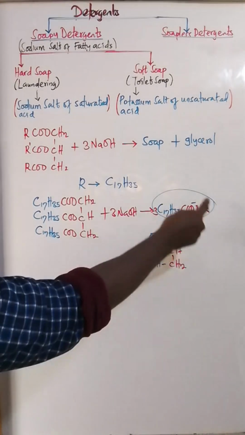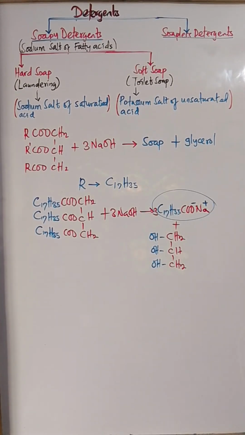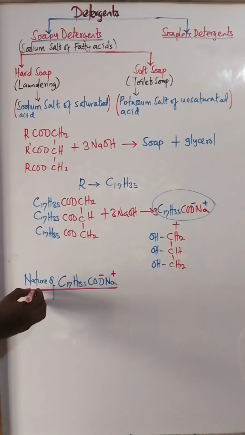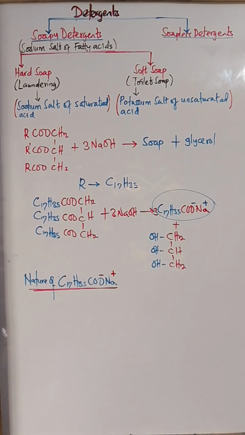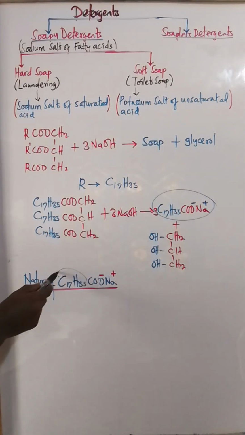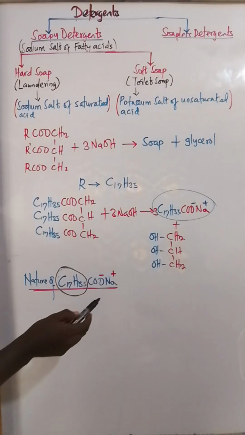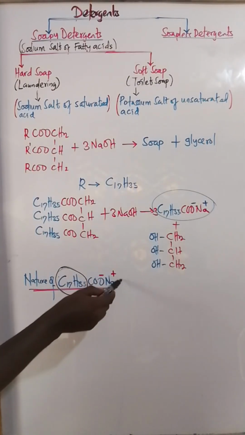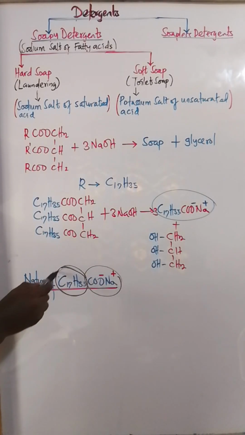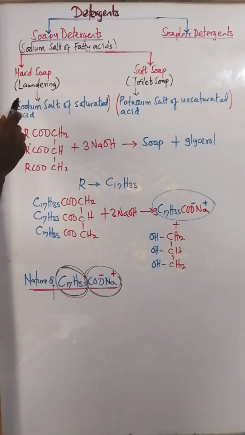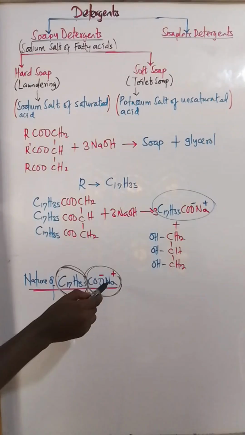Now, what is the nature of this soap? Not only this particular soap, in general, for soaps and detergents, what is their nature? First, know that each of these salts has a long hydrocarbon chain. Then we talk about the ionic head. The long chain, the ionic head. It is Na plus for hard soap. For soft soap, it's going to be what? K plus.